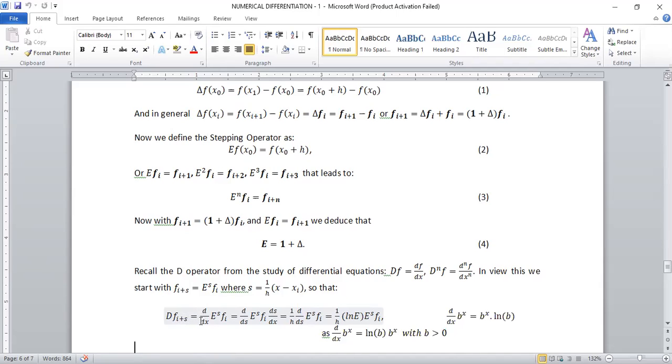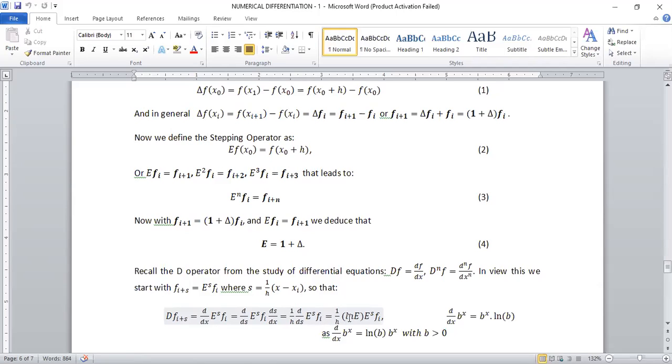It is d by dx. D, capital D is d by dx, whereas fi plus s is E^s fi. इसमें वेरिएबल सेपरेट करना है या वेरिएबल चेंज करना है, d by dx की बजाय d by ds लाना है, तो d by ds से मल्टीप्लाई डिवाइड किया. We know that ds by dx is 1 upon h. The rest is d by ds of stepping operator of sth order applied on fi.